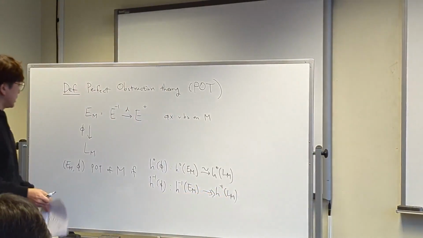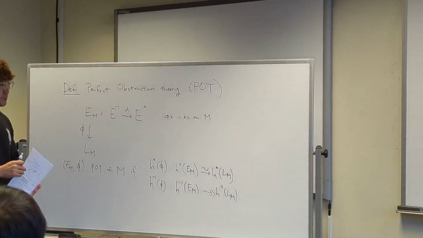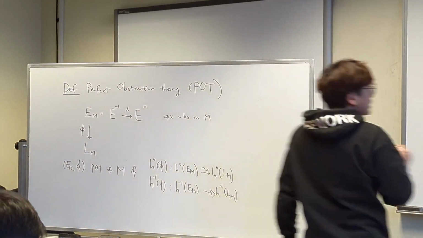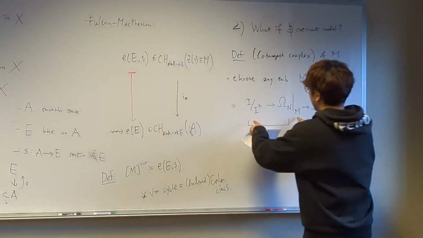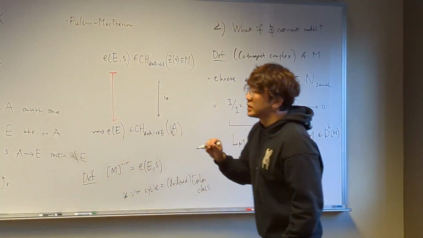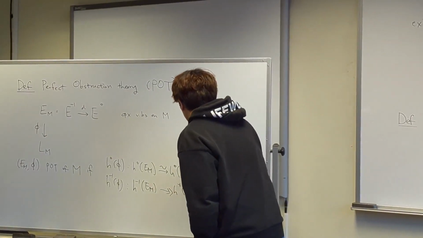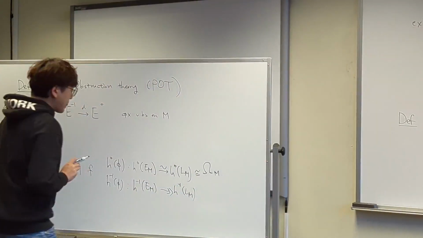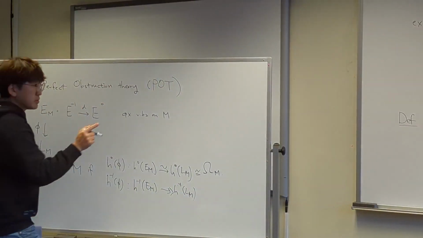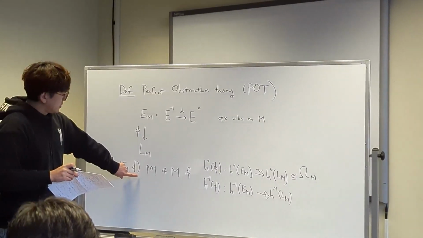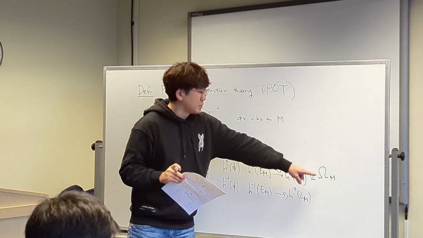If that is satisfied, then this is called POT. And one remark is, as we've seen, the zeroth cohomology of this is the Kähler differential of M. So POT is some kind of complex with zeroth cohomology the Kähler differential.